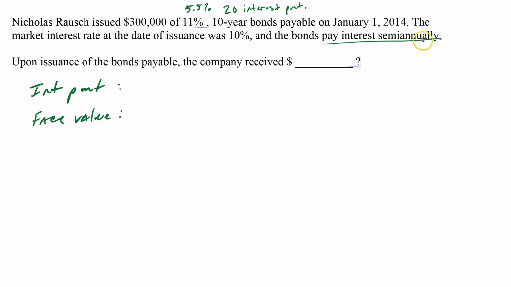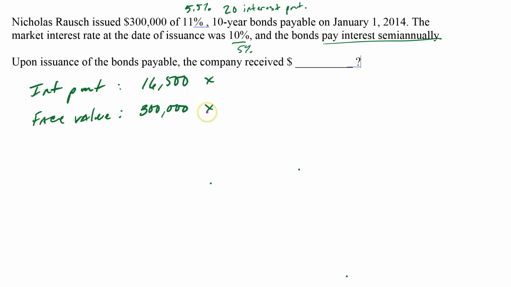When it's semi-annual, you halve the rate and double the periods, and because of that, we're going to halve the market rate as well. So 5.5% times 300,000 is 16,500, or of course you could have done 300,000 times 11%. That's 33,000 for the year. Divide that in two, because half will be paid in the first half of the year, half will be paid in the second half of the year. And of course the face value is the 300,000.